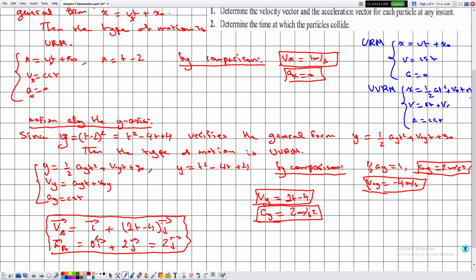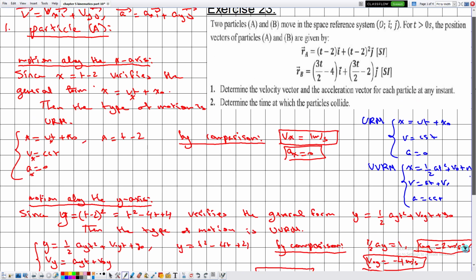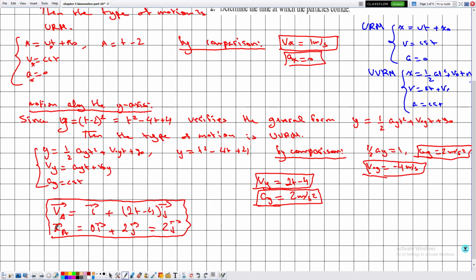So these are the velocity and the accelerations of the particle A. Notice that this velocity is the instantaneous velocity because it explicitly depends on time. Now we need to do the same analysis but for the particle B.